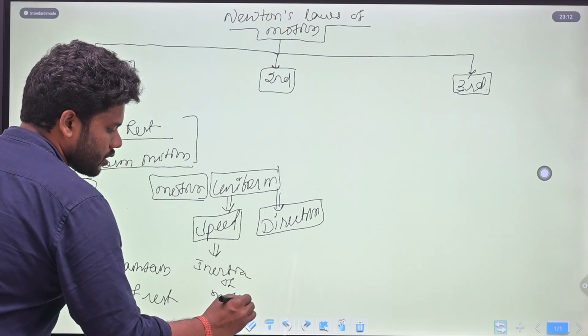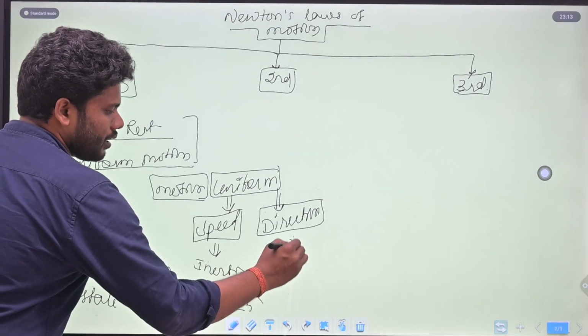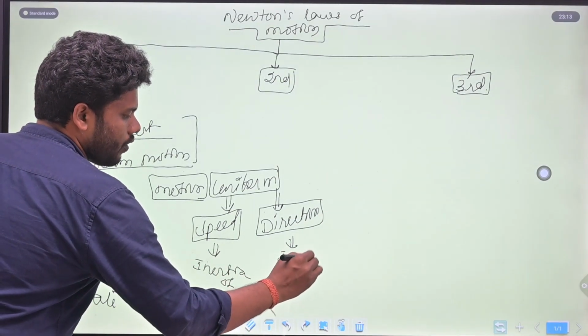Inertia of motion. Then in a particular direction it is called as inertia of direction.